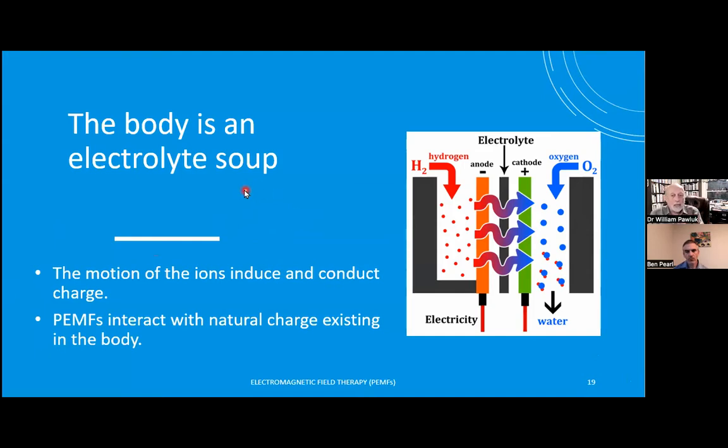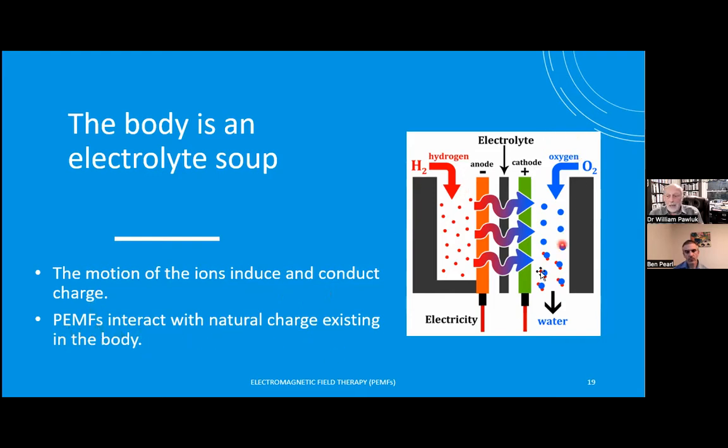But particularly electrolytes. So the motion of the ions inside the body, that motion is created by the magnitude of change of the magnetic field. That changing magnetic field then induces and conducts charge in the cells, in the tissues, in between the cells. So it's interstitial and around the membranes of the cells themselves. So the PEMFs interact with the natural charge existing in the body.